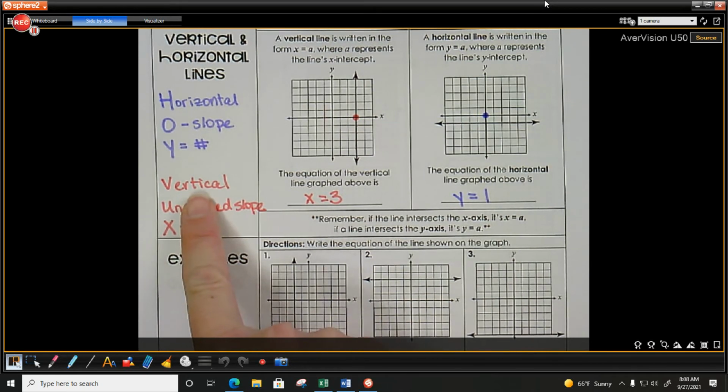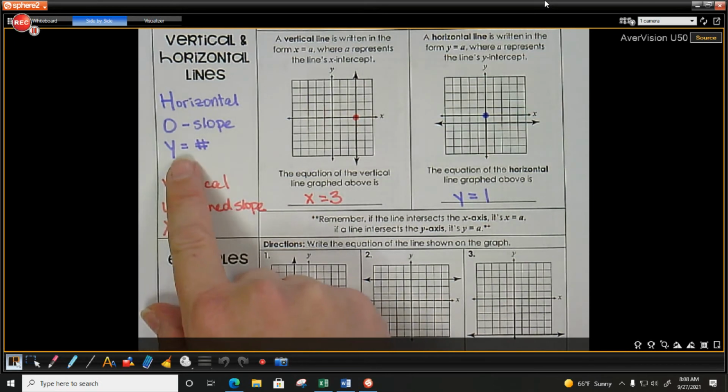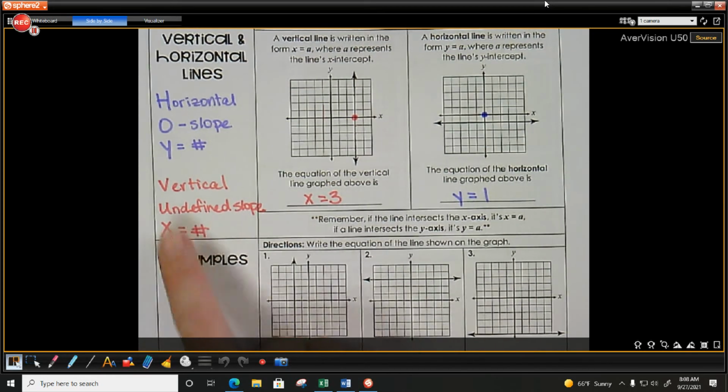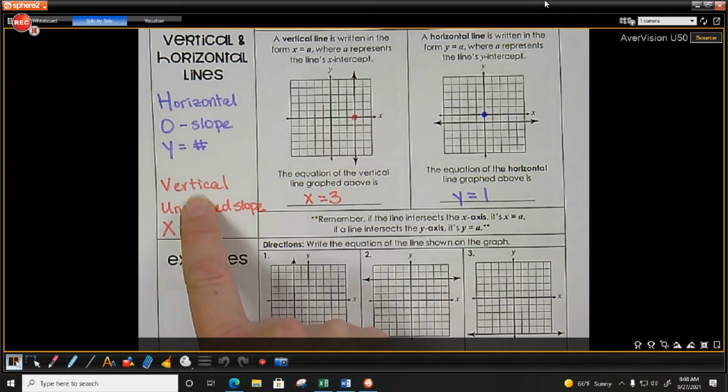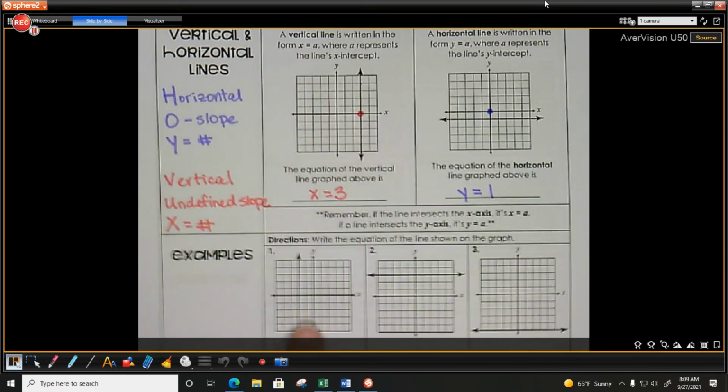If you know that if your equation says y equals a number, it's going to be a horizontal line. If your equation is x equals a number, it's going to be a vertical line. If I have a horizontal line, I know the equation is y equals. If I have a vertical line, I know the equation is x equals. You need to know how to go both ways. If I give you the line, how to write the equation. If I give you the equation, how to graph the line.